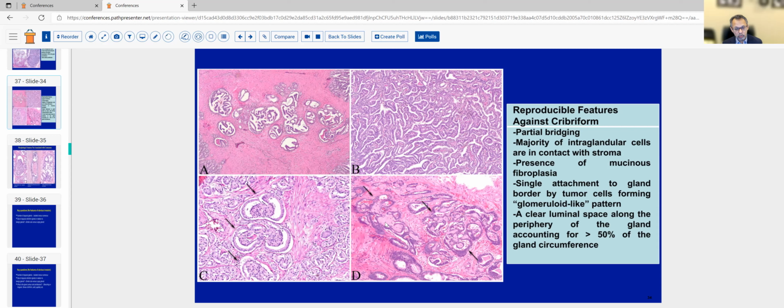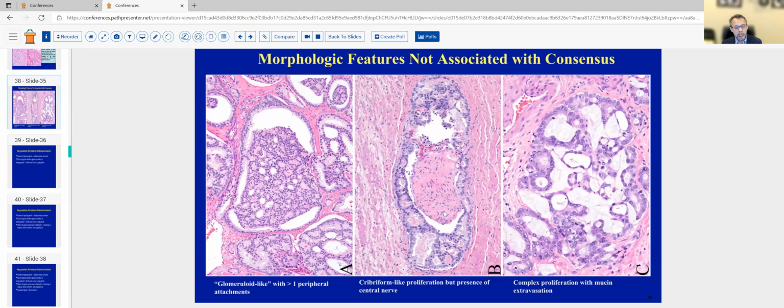morphologies, you typically have to exclude the mucin plugs from the analysis. So this is typically considered either pattern 4, non-cribriform, or in some instances pattern 3. However, there were certain morphologies for which there was no consensus, either for or against cribriform. There was significant non-reproducibility for these lesions. So in these examples, you have glomeruloid-like proliferation, but with multiple points of attachment.